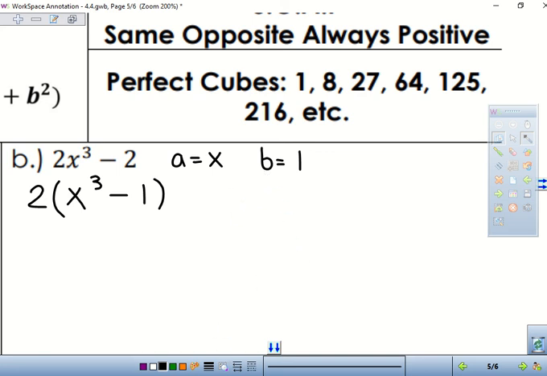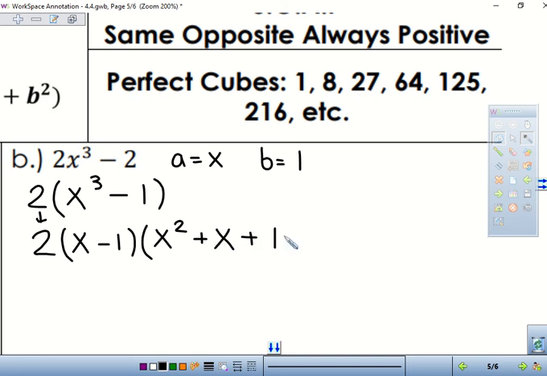And then is this difference of cubes or sum of cubes? Difference. So the difference formula, the 2 just comes down. It's going to be a minus b times a squared, which is x squared, plus a times b, which is x, and then b squared, which is 1. That's your final answer.